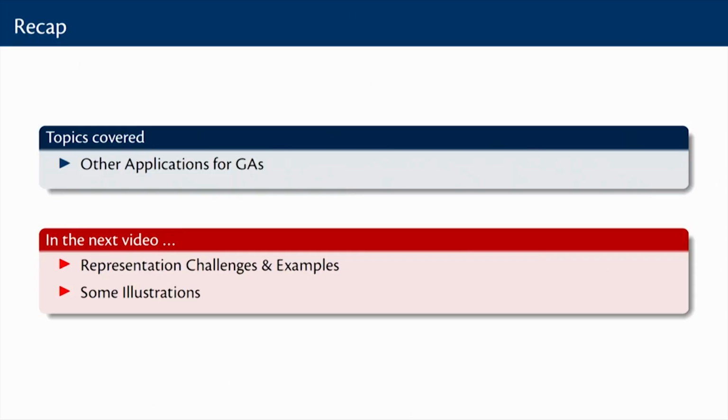I hope you got an overview of all the possible applications for GAs through this video, and in the next video we will discuss the very important aspect of using GAs to solve optimization or parameter estimation problems, which involves how you go about getting a useful representation that is tenable for running GAs on it. And we will also look at some examples and an illustration.